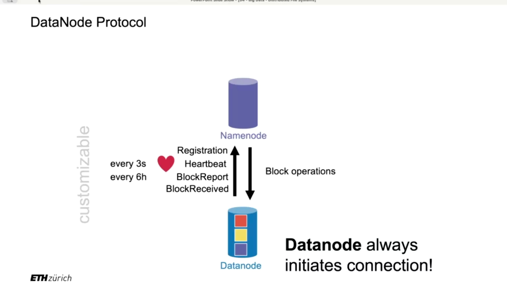So again, I insist, it's always the data node that initiates the connection. And when the name node gives instruction to the data node, it's always in response to the initiation of the connection. Who is with me?